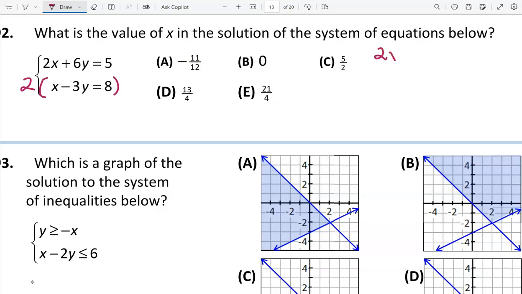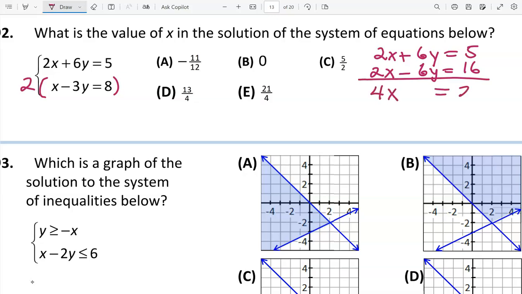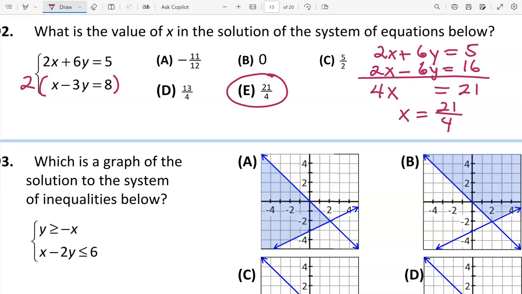So I'm going to bring my equations over here. 2x plus 6y is equal to 5. And multiplying the bottom equation by 2, we get 2x minus 6y is equal to 2 times 8, which is 16. And then adding the two equations together, we get 4x is equal to 21. And then dividing by 4, x is equal to 21/4. Notice that you don't have to solve for y in order to answer this question correctly.